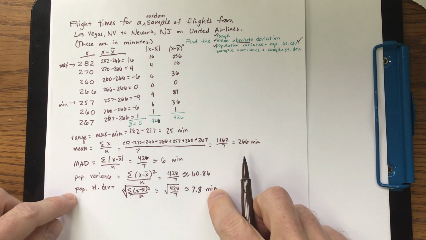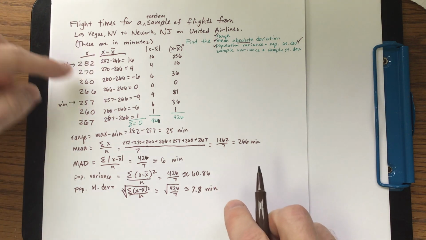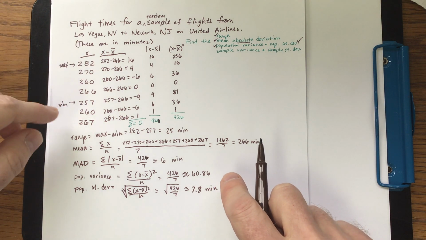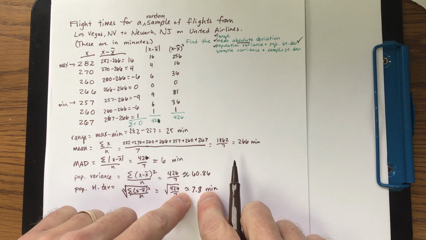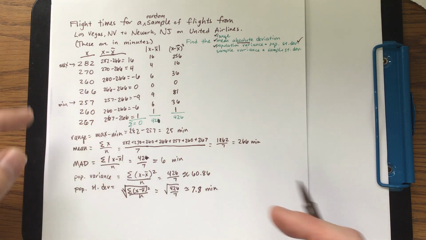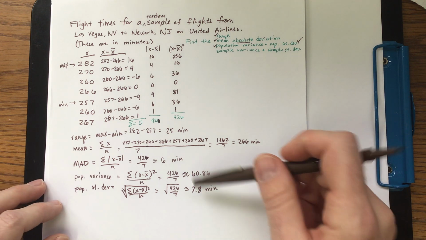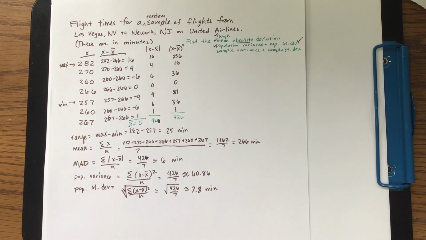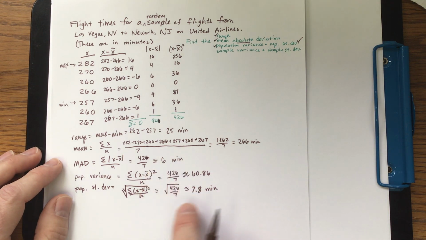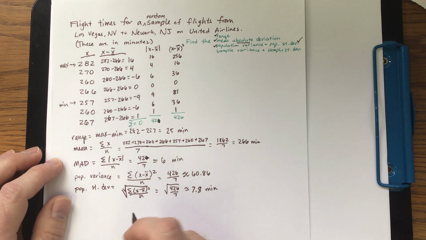This is saying that in this population, the data values are approximately 7.8 minutes away from the average, which is kind of in the same ballpark as the 6 minutes. These are different measures of variability, so I'm okay with getting slightly different numbers. It would be weird if this was 6 and this was 90.